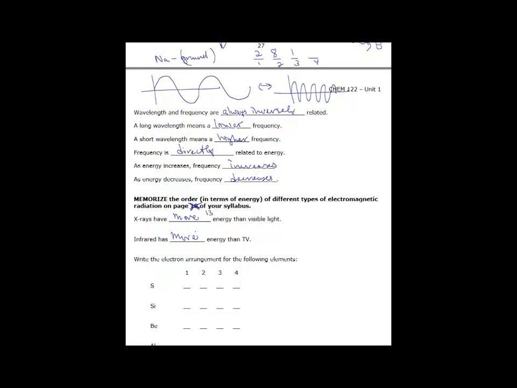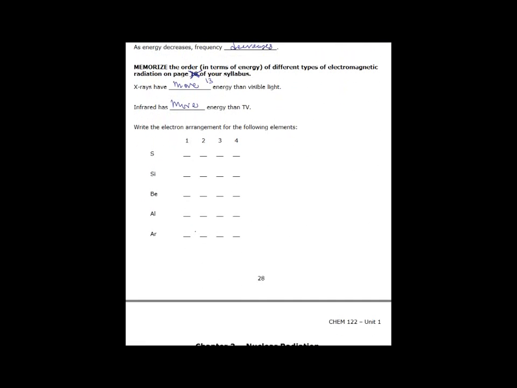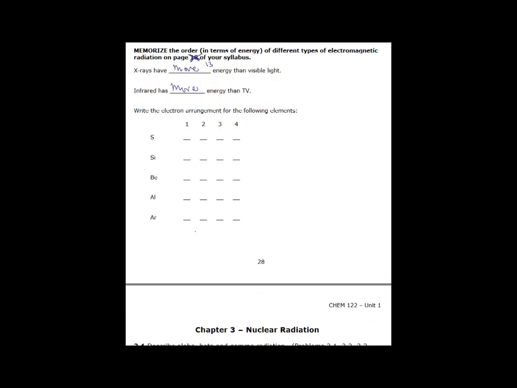Okay, also, I want you to hit pause now and write the electronic arrangements for the following elements. So hit pause and write that. So hopefully you came up with these electronic arrangements. So sulfur 2, 8, 6, silicon 2, 8, 4, beryllium 2, 2, aluminum 2, 8, 3, and argon 2, 8, 8.